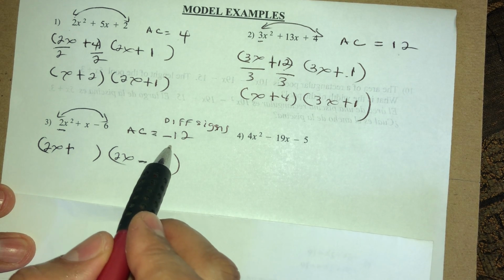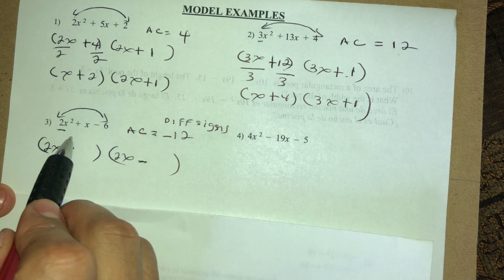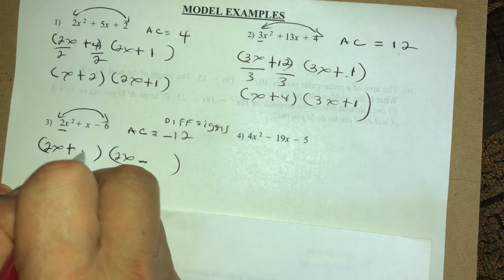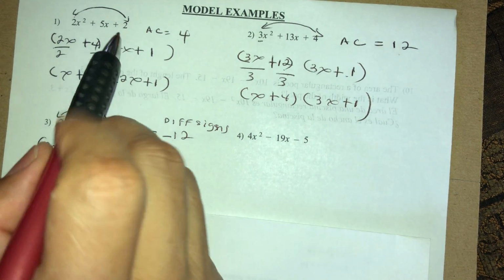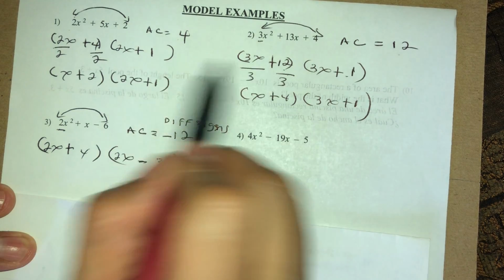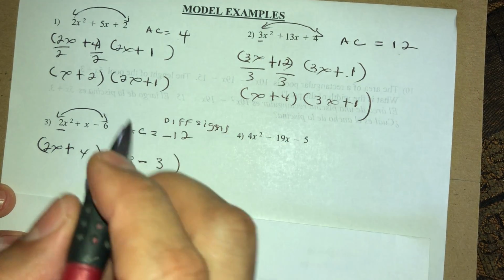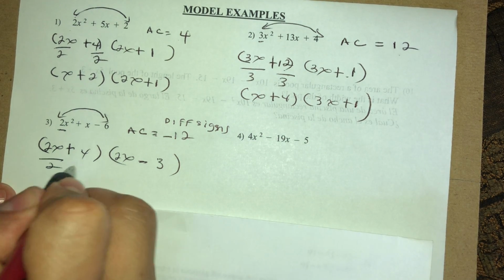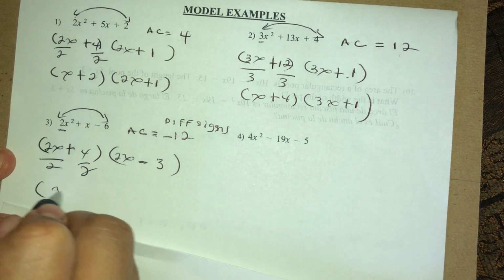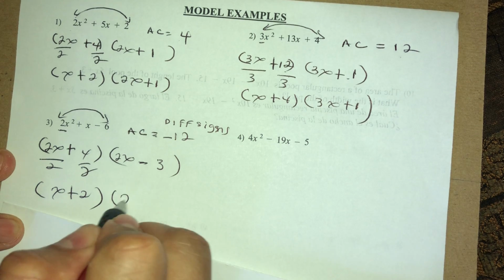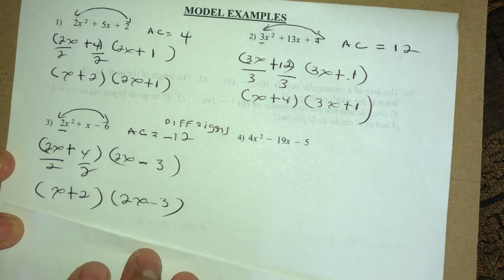So two factors of 12 that when I subtract them will give me 1 are 4 and 3. Now remember, when we have the same sign, we add the factors. When we have different signs, we subtract the factors. So now the GCF here is 2, and if I divide that, it will be x plus 2, and I'm going to bring down the next one.